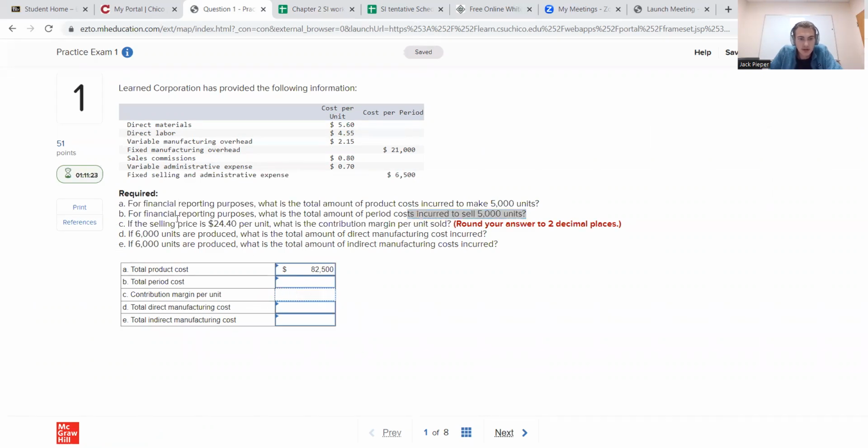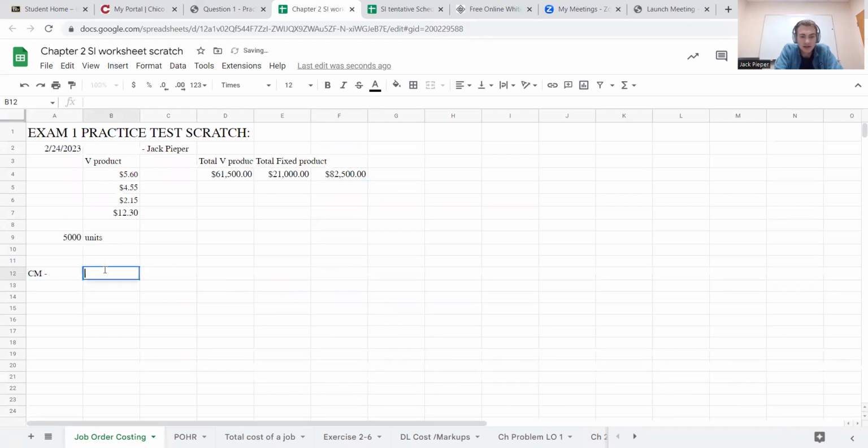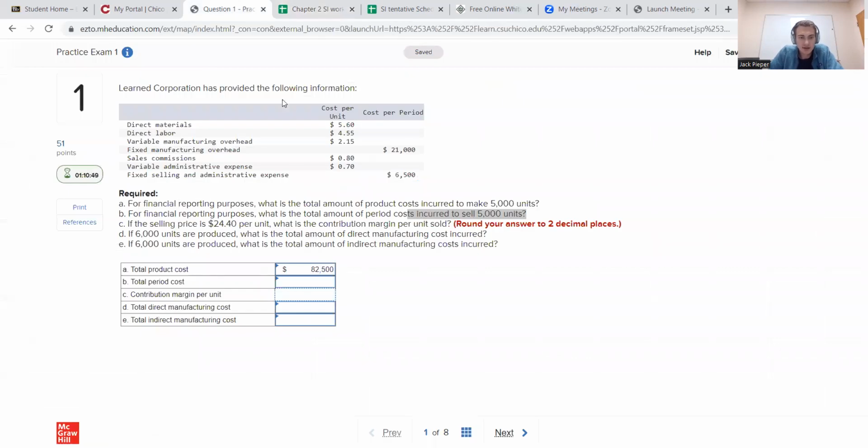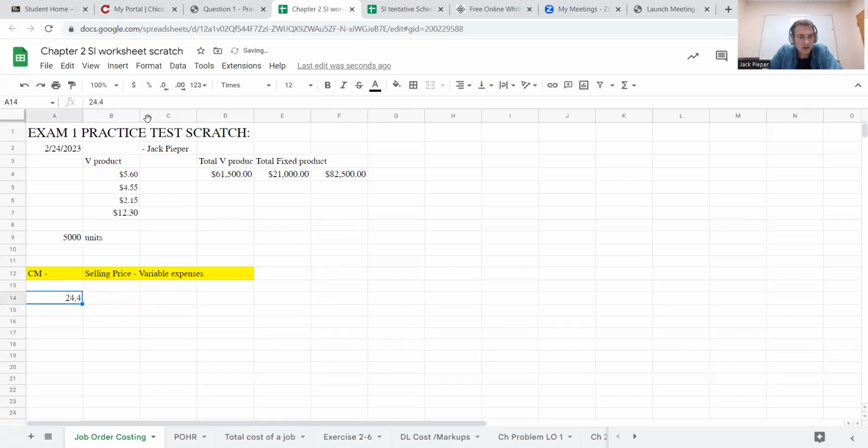Now, contribution margin per unit. So the way we find contribution margin, again, I'm just going to say CM, but it's contribution margin. That's going to be our selling price minus variable expenses. So that's a good thing to remember. I'm just going to highlight it, make sure we got that 100%. Contribution margin, selling price minus variable expenses. So it says over there, our selling price is $24.40.